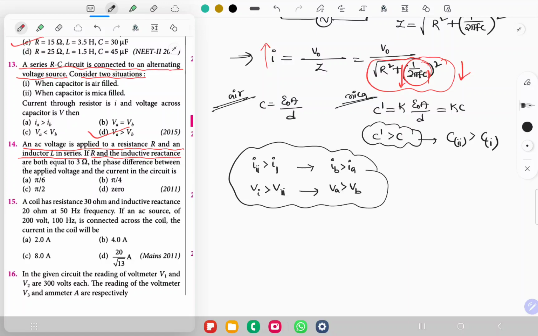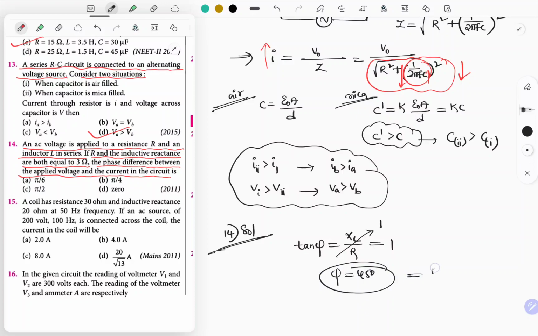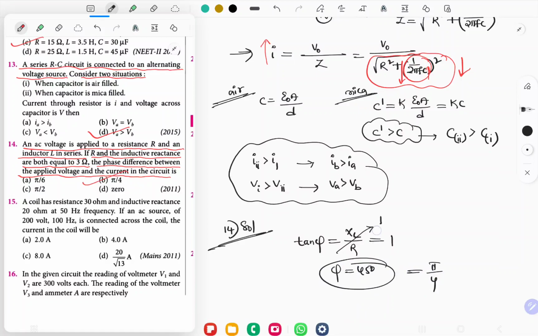If R and inductive reactance are both equal to 3 ohm, find the phase difference between the applied voltage and the current in the circuit. We know the formula for tan phi. To find the phase difference, we can use the tan phi formula. So tan phi is equal to XL divided by R. They said both are equal, so XL is equal to 3 and R is also equal to 3. Then you get the answer as 1. So phase difference phi is equal to 45 degrees or pi by 4. Option B is the correct answer.